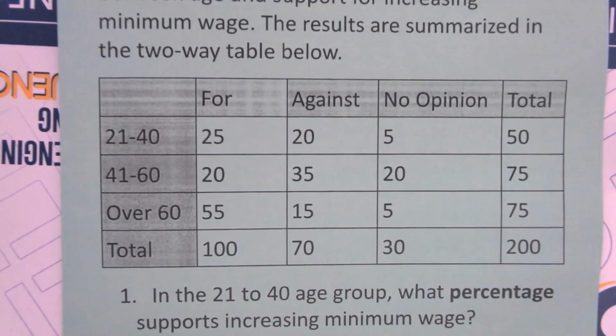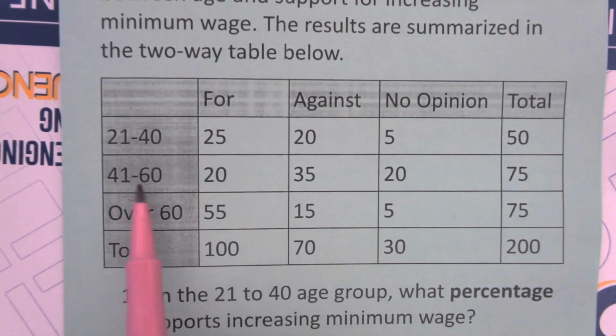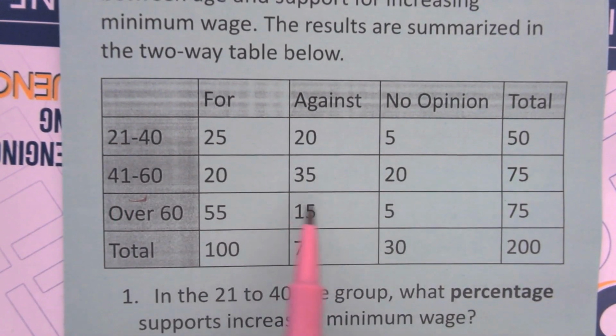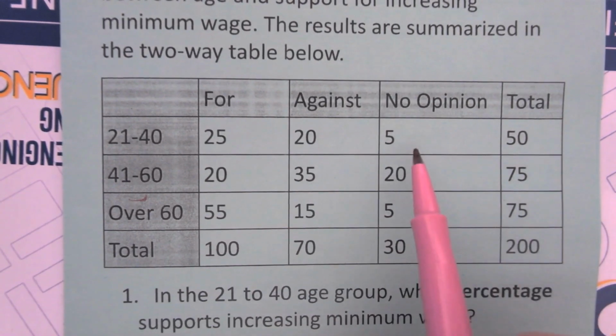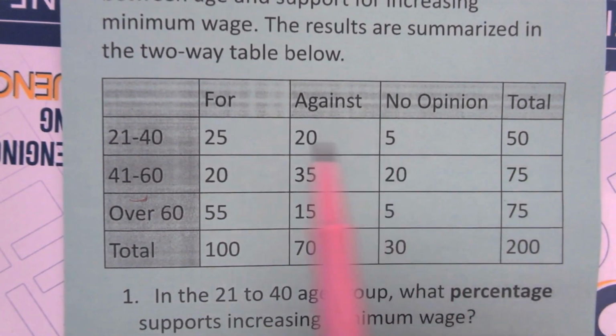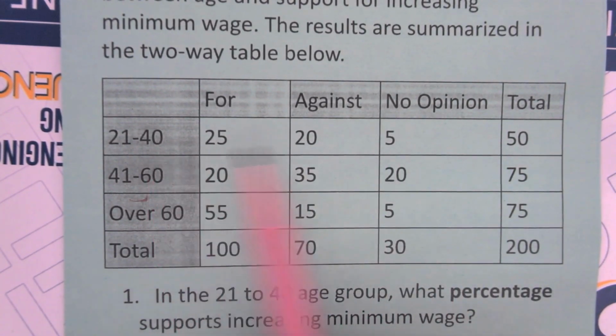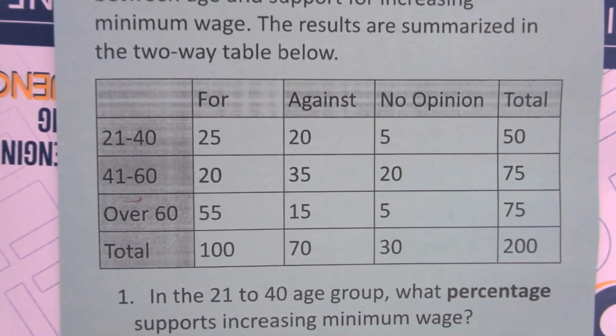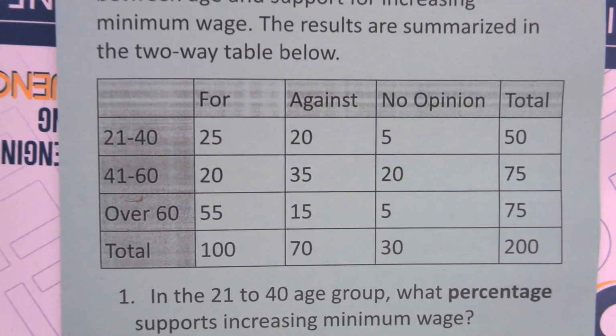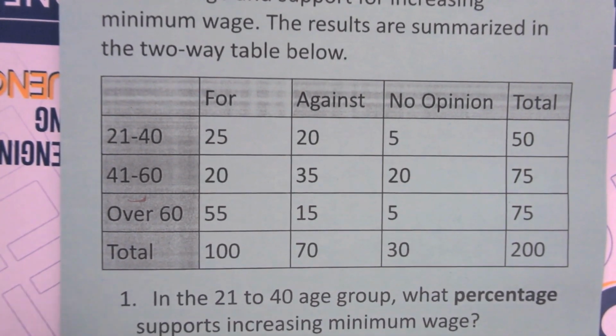If I wanted to know how many people in the 41 to 60 age group were against raising minimum wage, we could look here, 41 to 60 and against, and we would say 35 people fit that description. 5 people of the 21 to 40-year-olds had no opinion. It means they didn't care whether they raise it or don't. So we can read lots of information from this two-way table, but we're going to look at a couple specific examples.